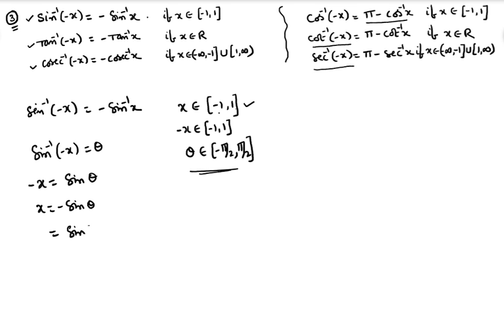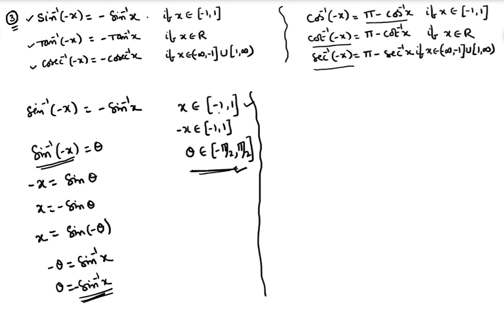Now I can write this further. Minus sin theta, we can write as sin of minus theta, right? So x is equal to sin of minus theta. Theta belongs to the closed interval minus pi by 2 comma pi by 2, which means minus theta also belongs to the same interval. That's why minus theta is equal to sin inverse of x. Therefore theta is equal to minus sin inverse x. What is theta? Theta is nothing but sin inverse of minus x. So sin inverse of minus x is equal to minus sin inverse x.